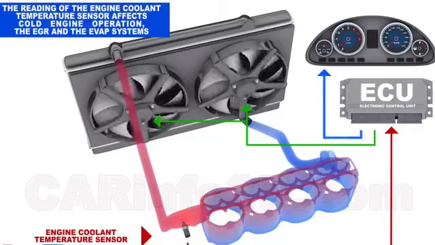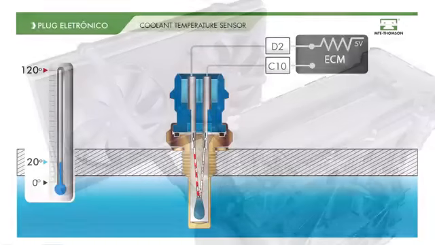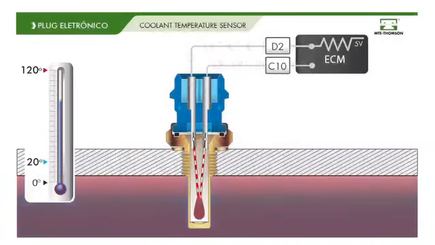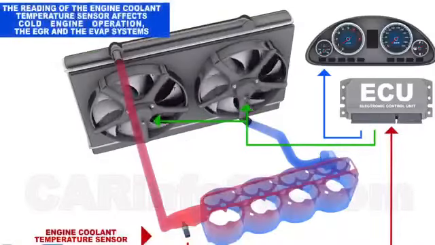The ECU supplies a low voltage to the CTS through a circuit. As the coolant temperature changes, the thermistor's resistance alters, modifying the voltage signal returned to the ECU. When the coolant is cold, the resistance is high, resulting in a higher voltage signal. As the coolant heats up during engine operation, the resistance drops, lowering the voltage signal. The ECU interprets the voltage signal to determine the coolant temperature.